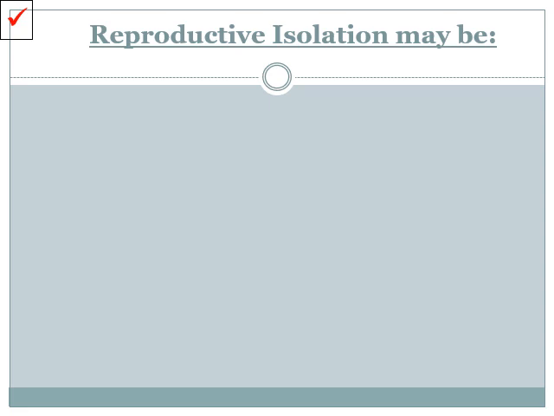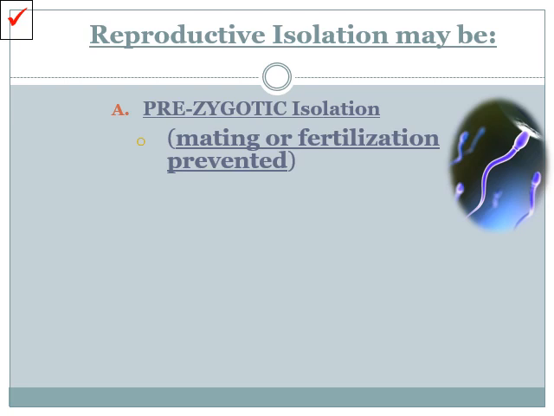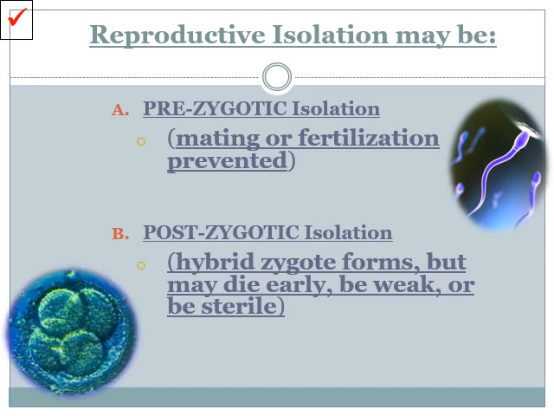So reproductive isolation can have two different types or causes. Prezygotic isolation, which means that mating or fertilization is prevented from occurring. So the sperm never meets the egg, or the mating ritual never occurs to begin with. Or it could be postzygotic, so the zygote still forms, fertilization still happens, so a hybrid zygote would form, but it may die early, be weak, or sterile, meaning it cannot reproduce.